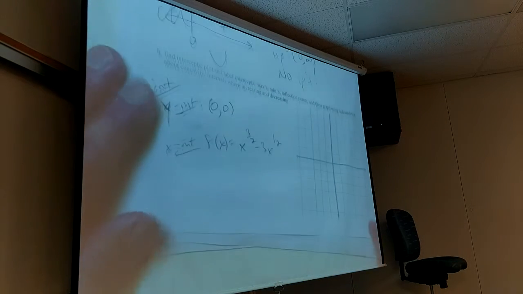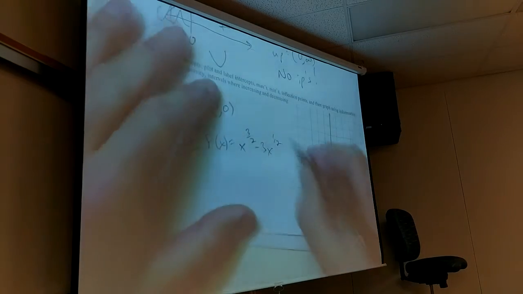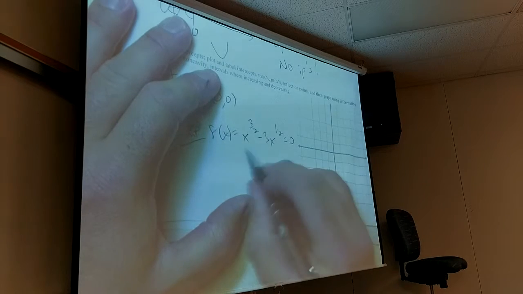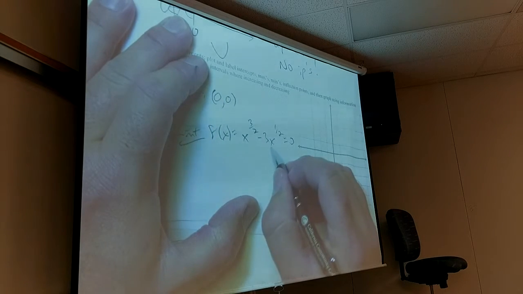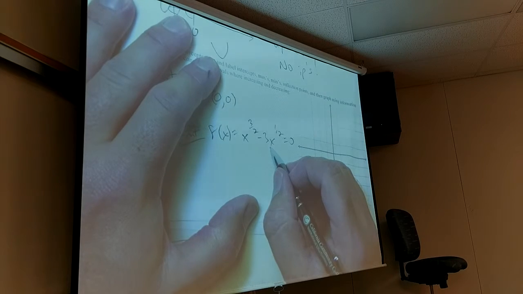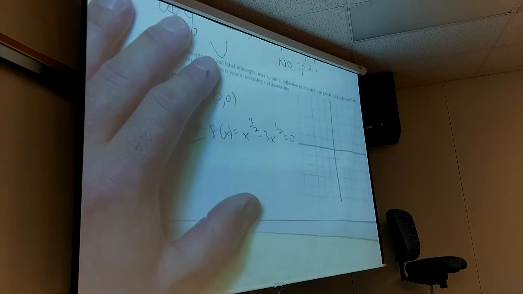What do I need to do to find those? Almost always, y to 0 and then factor. I like it. So what comes out of here? No. You always take out the one that has the smaller power, right? So x to the half.